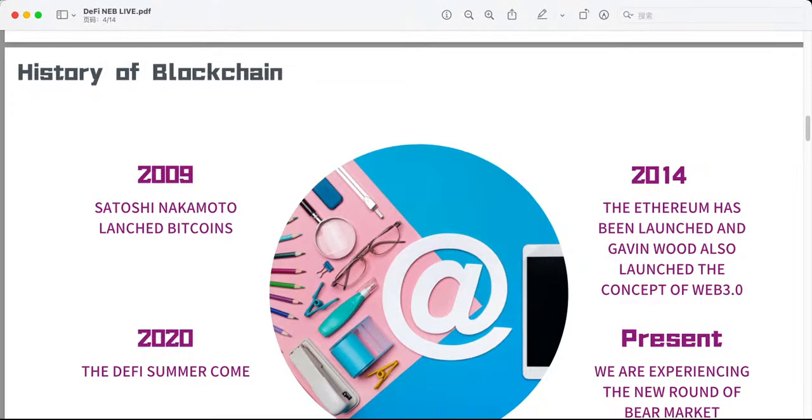Okay, the time goes to 2014. Ethereum was launched by Vitalik and also the co-founder Gavin Wood. And at that time, the concept of Web3 was introduced by Gavin Wood.